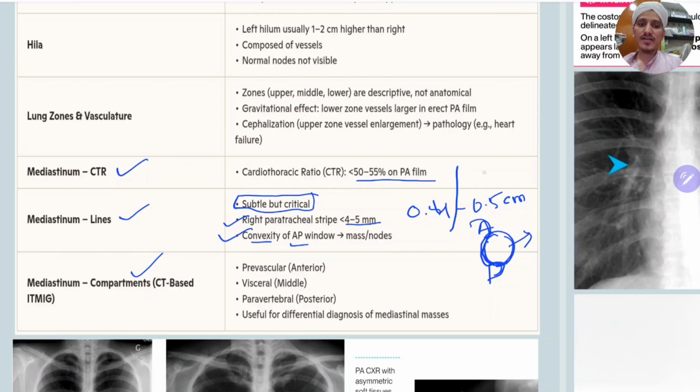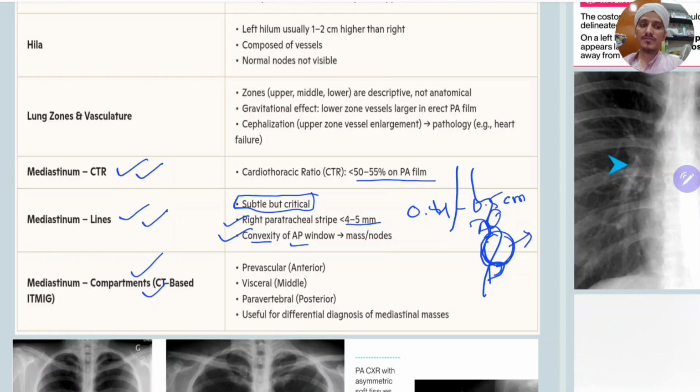We'll see the right paratracheal stripe, then we'll see the aortic pulmonary window. These are important. Then the cardiothoracic ratio is seen, lines we have seen, then compartments. So in compartments, we divide.